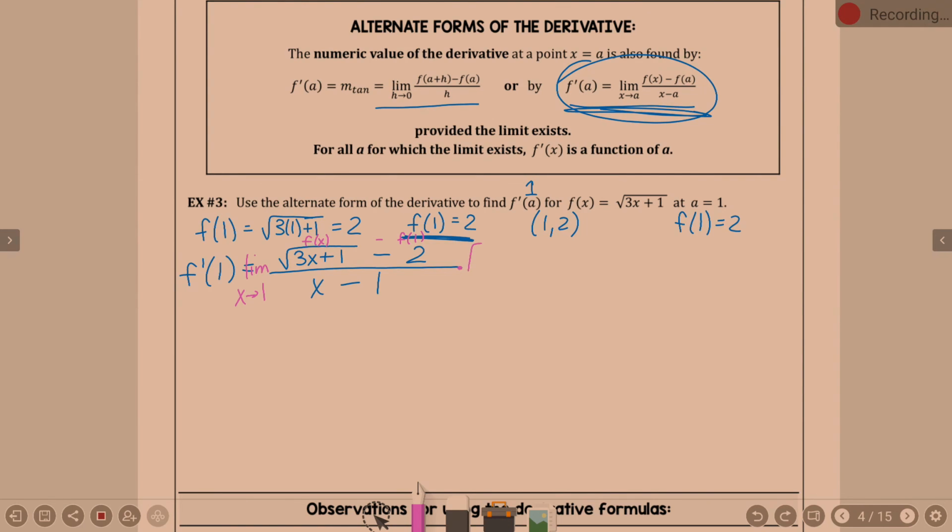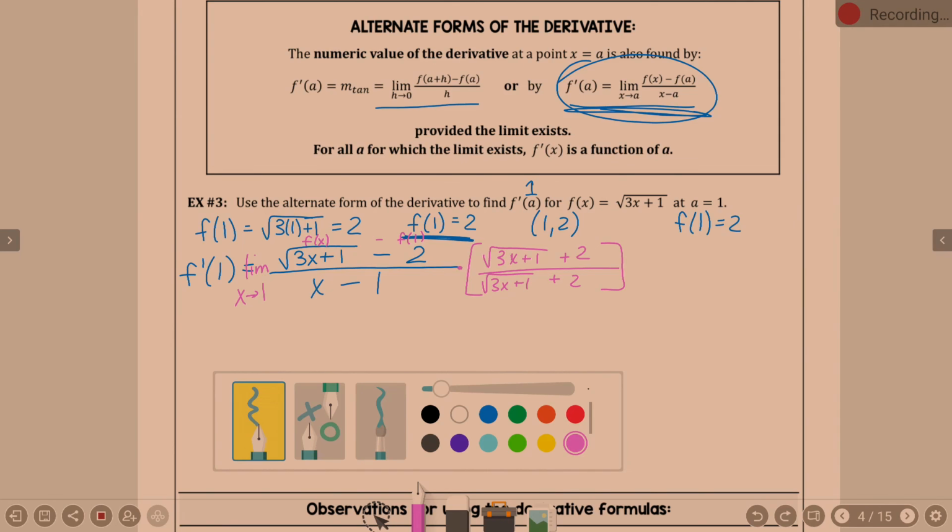Okay, guys, how do I deal with this? Use the conjugate of the top, like what we did in homework. The square root of 3x plus 1 plus 2 over the square root of 3x plus 1 plus 2. Because the problem we have is that if I put in 1 right now, you're going to get 0 over 0. I didn't demonstrate that because I'm running out of time, but you would get 0 over 0.